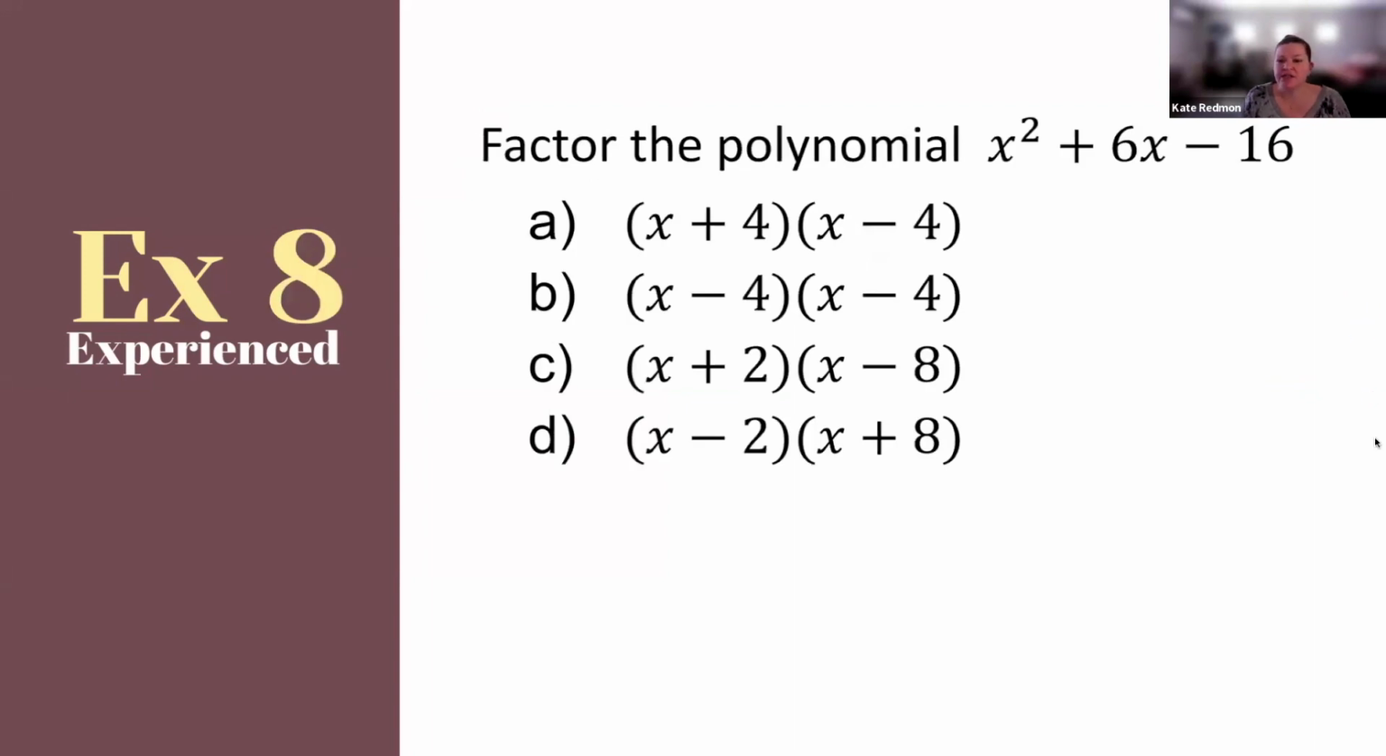Now this looks scary, but we're going to use a cheat method that enables us to do exactly what we've been doing all class. So take a little bit of notes here, because I'm not actually doing this the forwards way. I'm going to do a guess and check method. Example 8. Factor the polynomial x squared plus 6x minus 16.